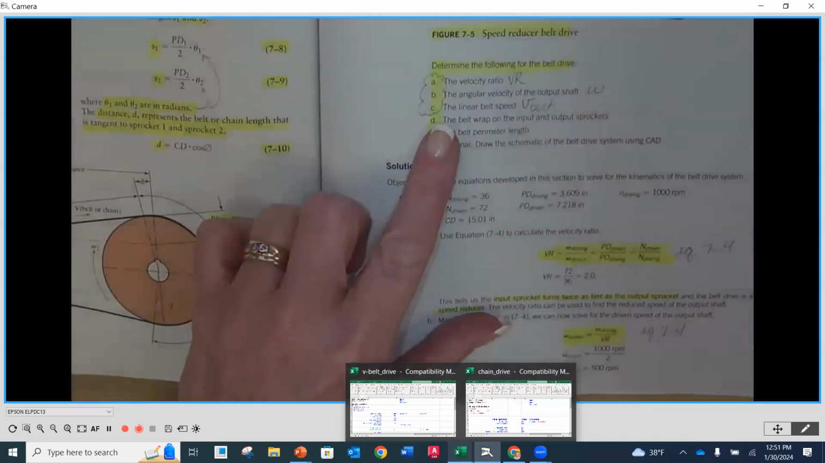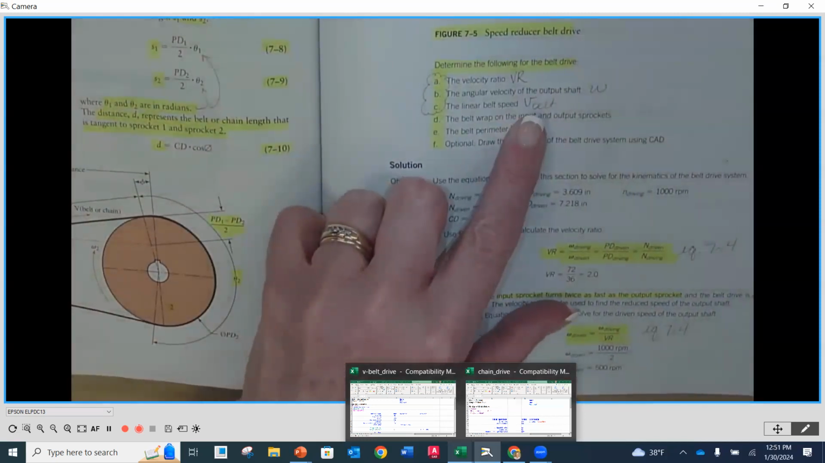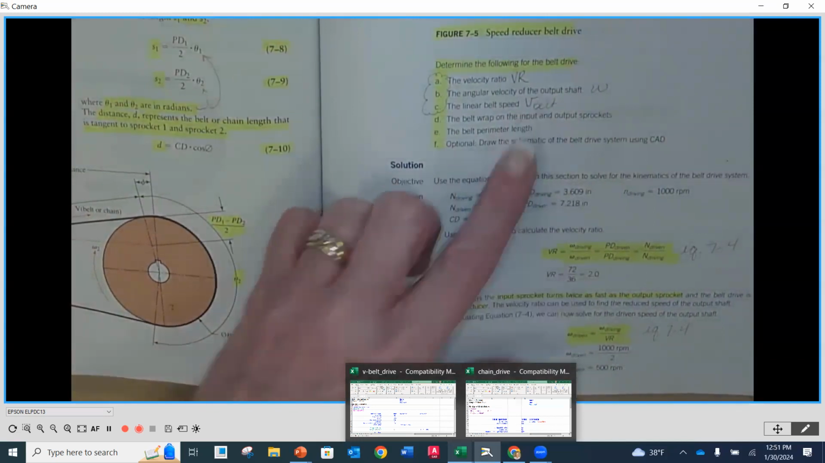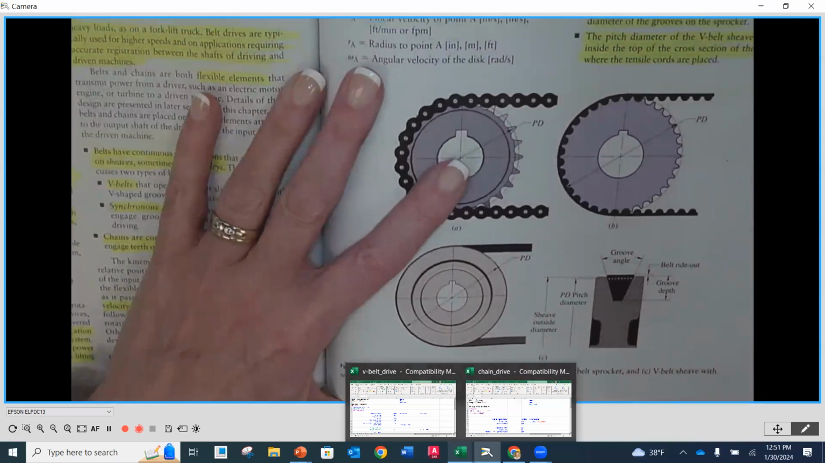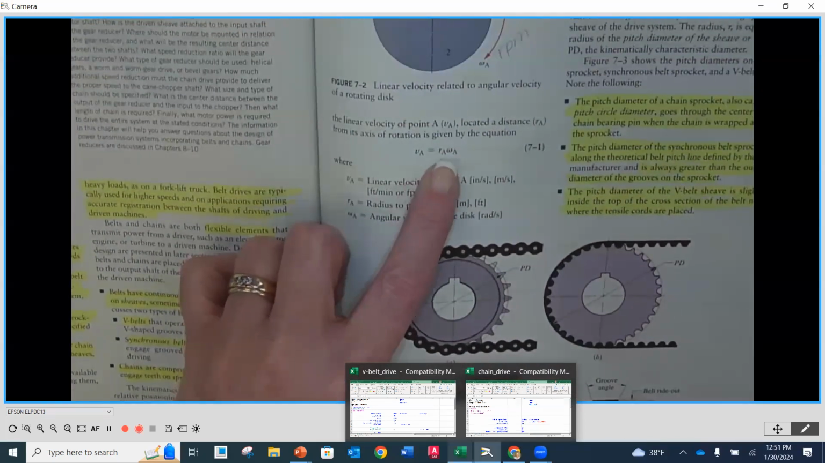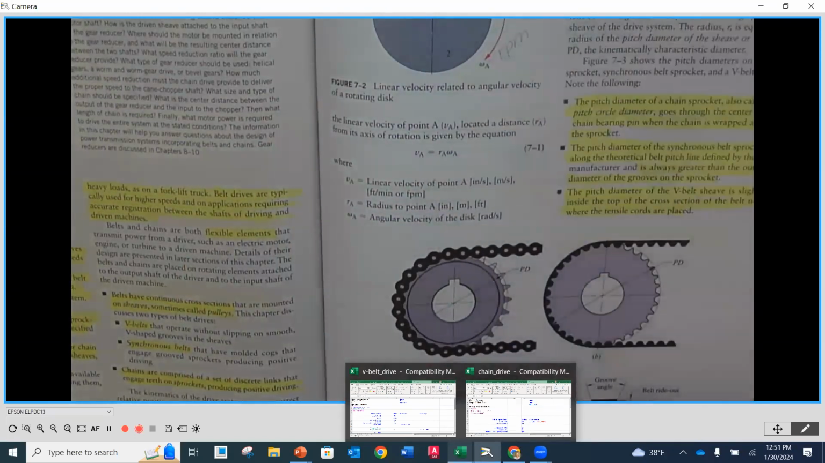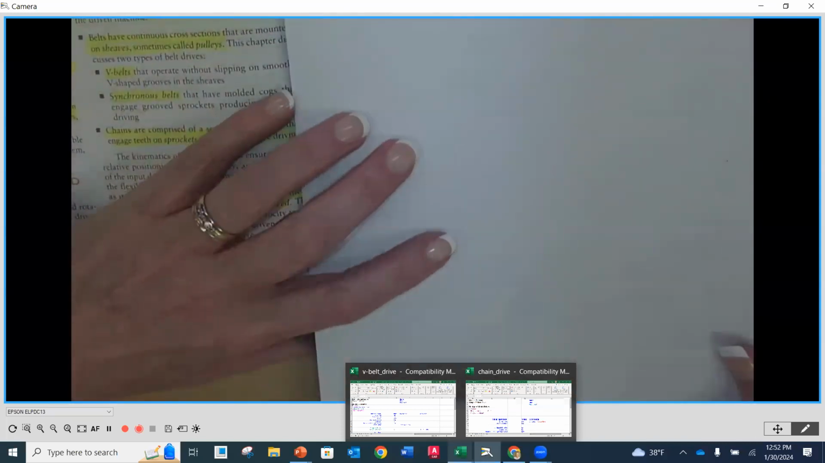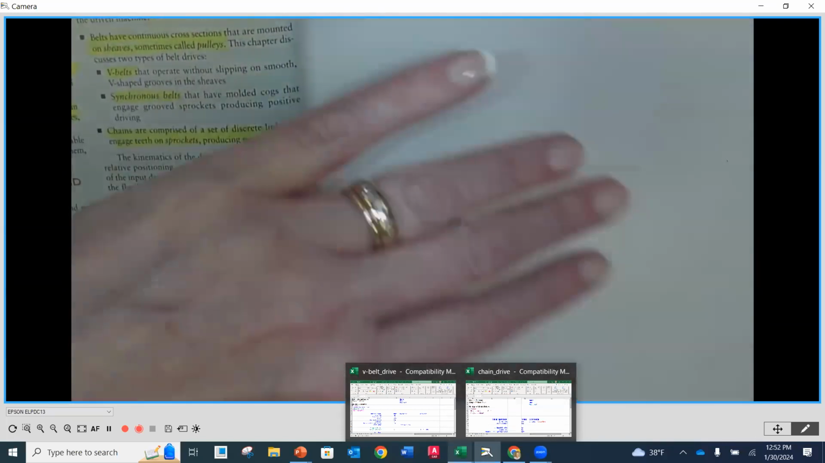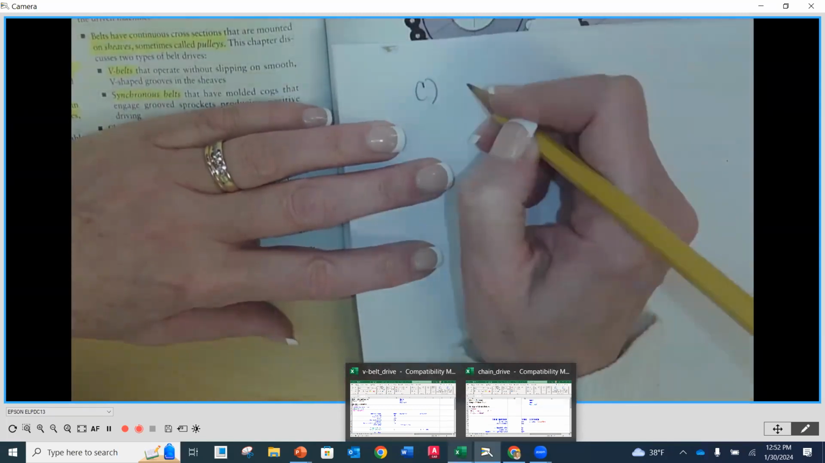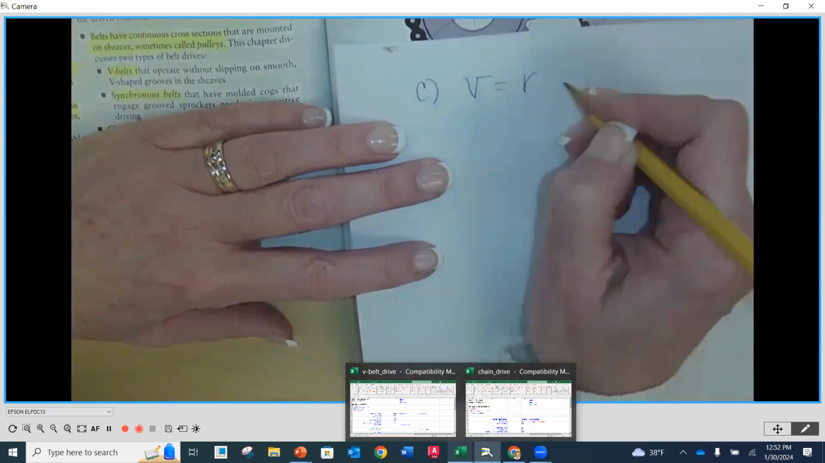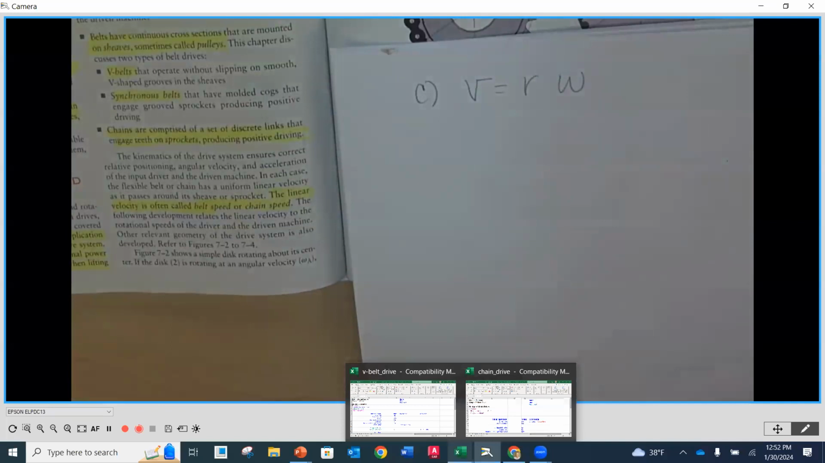Then the last one that we're going to do is part C. This is going to be the linear speed of the belt. This is going to be the V. So the equation for V, we're going to go back a page. It's going to be V is equal to R times W. All right, so let's write that out. I think this is part C, right? Yeah. So part C, our equation is going to be V is equal to R times W. And I put a little flag on my V because that's my universal velocity V.